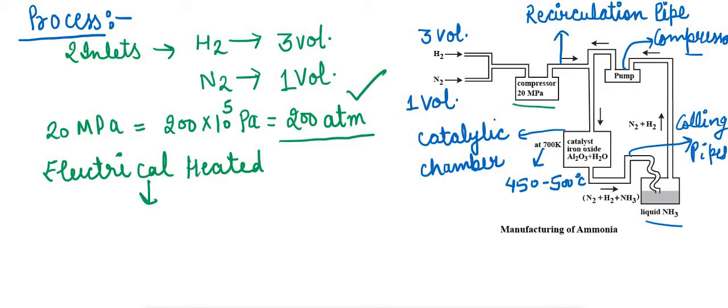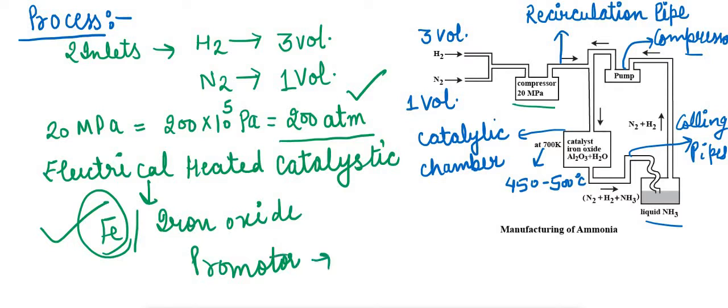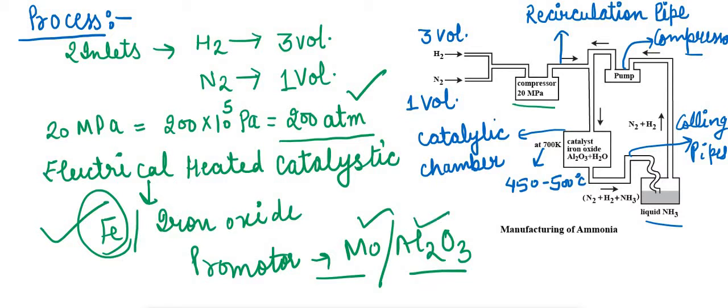In that catalyst chamber, the catalyst present is finely divided iron, or maybe it is present in the form of iron oxide, but we usually take it as finely divided iron. That iron is present along with some of its promoters. The promoters may be molybdenum, or may be Al2O3. One of them is present in that case. Now here it is showing Al2O3 plus water molecule.